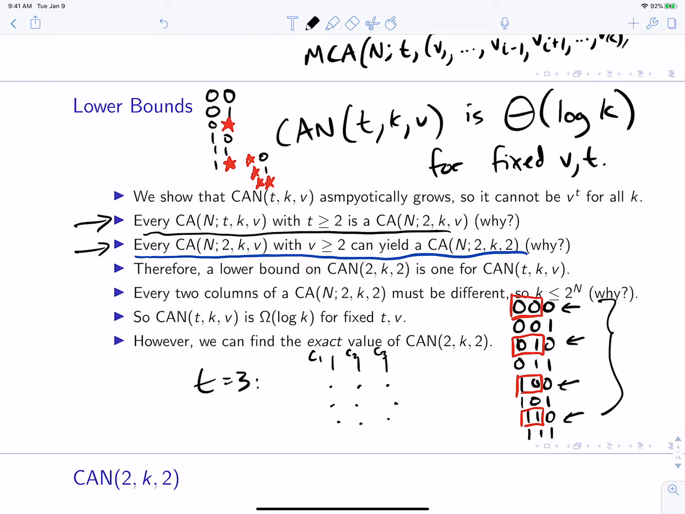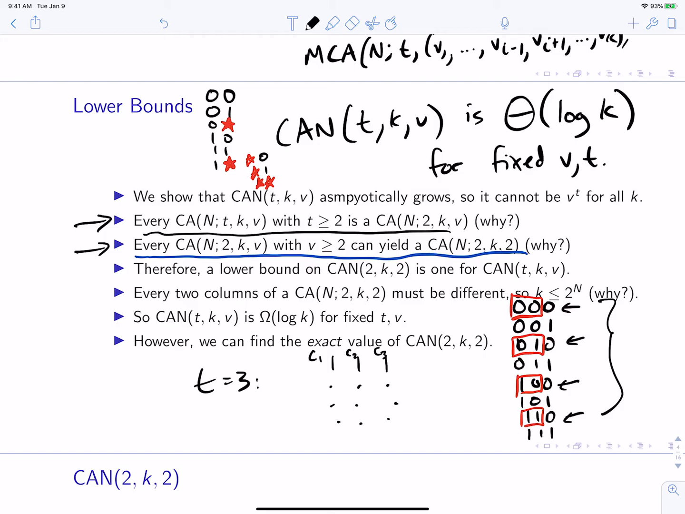If I have one of strength 3 right here, so I have 3 columns, and I just pick any 2, say the ones in the red boxes, then those 2 columns have every interaction appearing. 0,0 is there, 0,1 is there, 1,0 is there, 1,1 is there. And we can actually see why that is because of the arrows that I put there on those 4 rows. Notice that the third entry is 0 in every place.